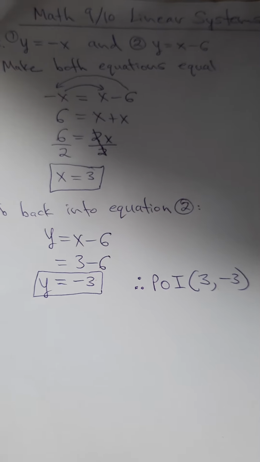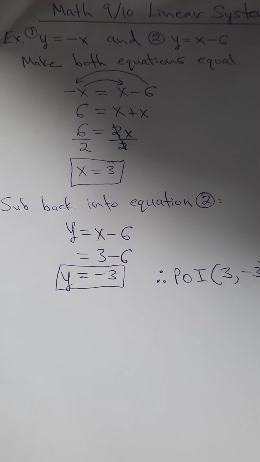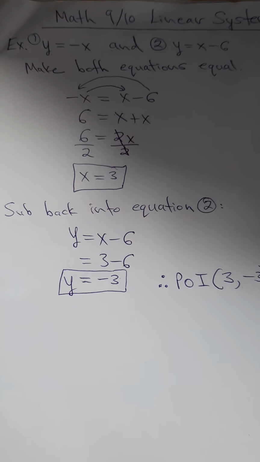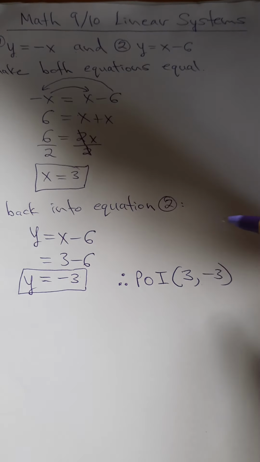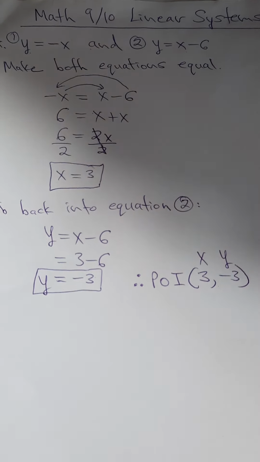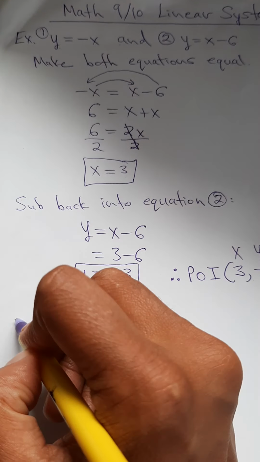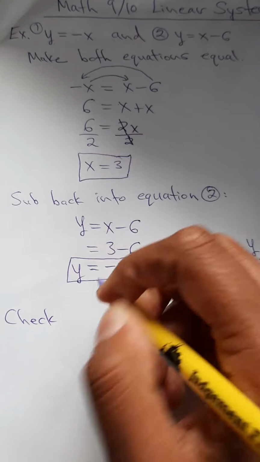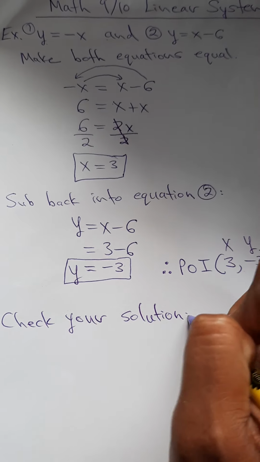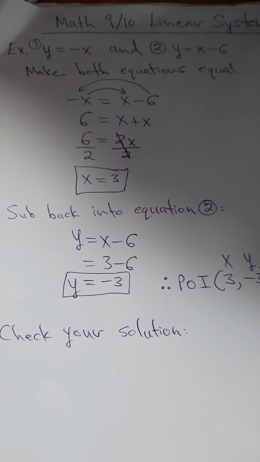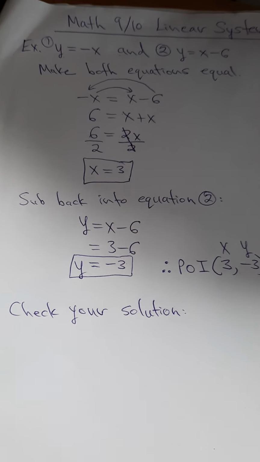We can verify our solution as well. The question says to solve each linear system, verify each solution by substituting the coordinates of your solution into both equations. So you see your point of intersection, I have x and y. Let's write check your solution. Whenever you do linear systems, there's no way that you can get the wrong answer, because I can always check my answer.